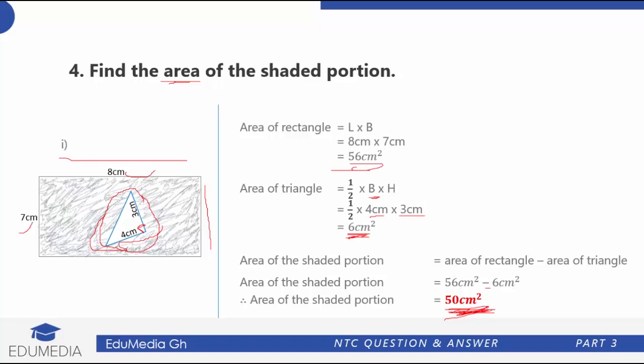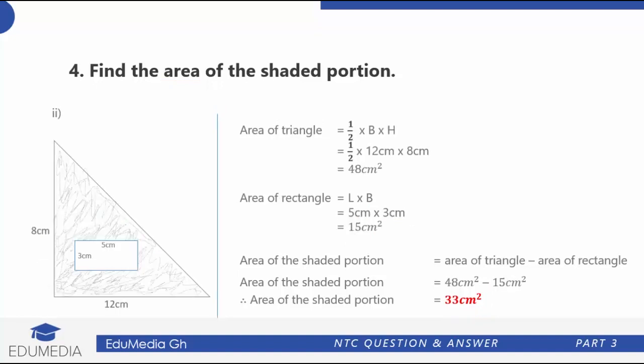Okay, so the next diagram here is also similar to the first one. Here we have a triangle, and the rectangle is inside the triangle. We have to look for the area of the shaded portion. The same way we did the previous question, we're going to look for the area of the triangle itself, then look for the area of the rectangle and subtract it from the area of the triangle.